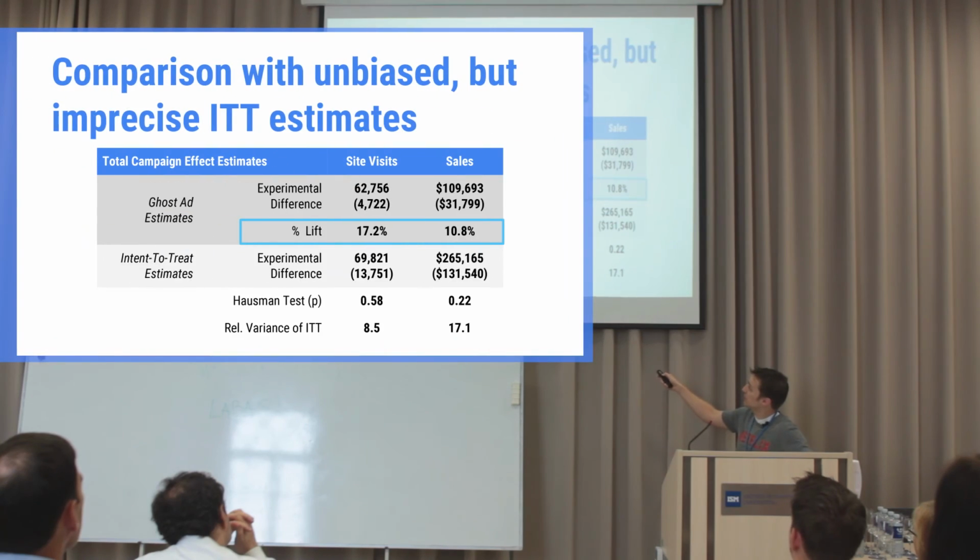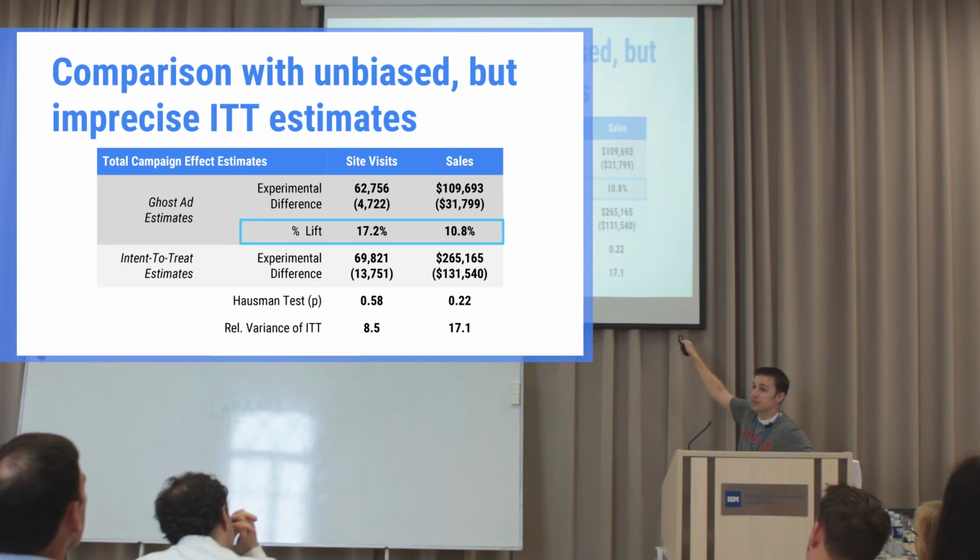All right. So then we can compare these to the intent to treat estimates. And I think the relative variance is probably the most important thing to note here: the intent to treat estimates would be about an order of magnitude noisier. With the intent to treat estimate, we have an estimate of 260,000, but I don't trust that one, because it's not as precisely estimated as the ghost ads estimate.